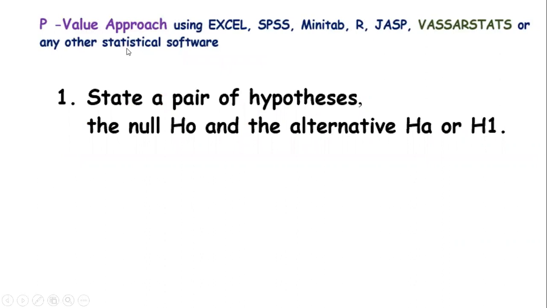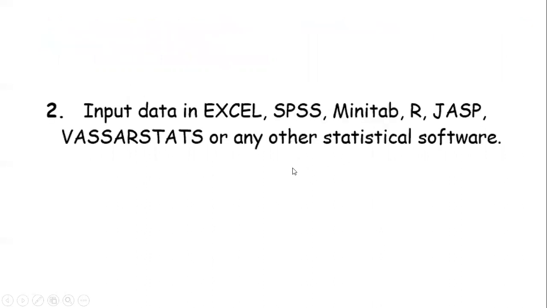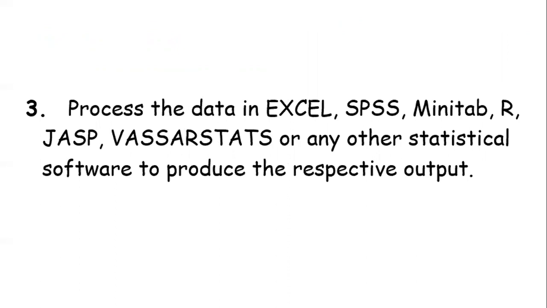Now, for the p-value approach, using Excel, SPSS, Minitab, JASP, Vassar Stats, or any other statistical software, we are going to outline the steps. First, you have to state a pair of hypotheses. One is called the null, symbol H0, and the other, the alternative, HA or H1. Step 2, you input your data into the software, be it Excel or JASP or whatever you are using. Then you process the data in that software, and it will give you an output.